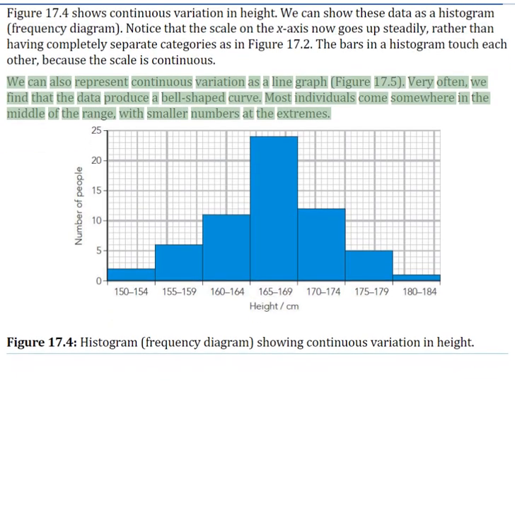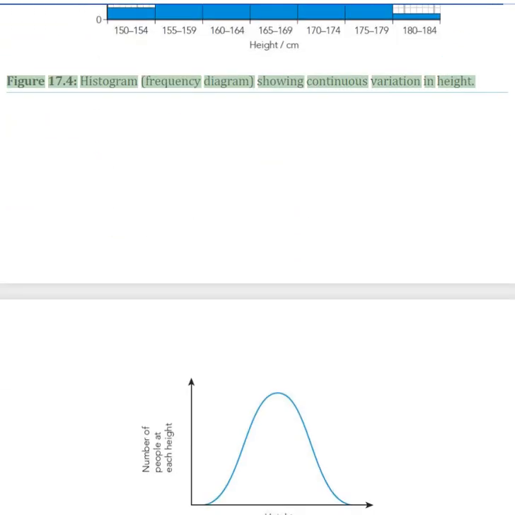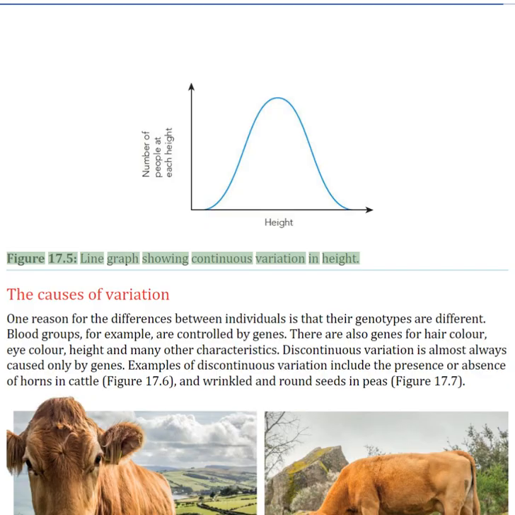We can also represent continuous variation as a line graph. Very often, we find that the data produce a bell-shaped curve. Most individuals come somewhere in the middle of the range, with smaller numbers at the extremes. Figure 17.4, histogram showing continuous variation in height. Figure 17.5, line graph showing continuous variation in height.